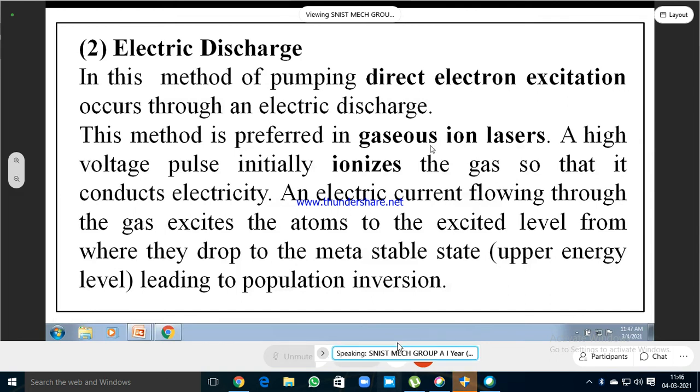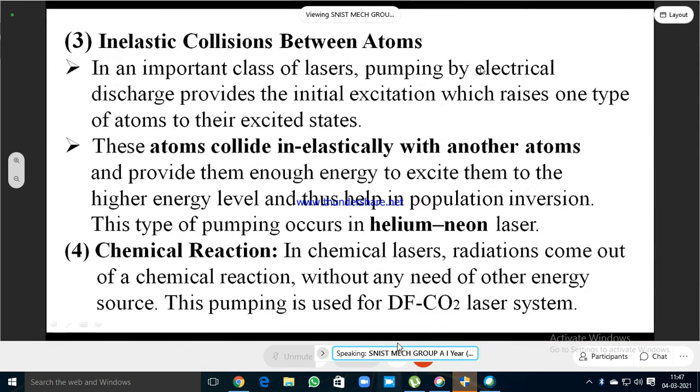Yeah, next slide, let's go. So the third pumping method is inelastic collisions between the atoms. Okay, inelastic collisions between the atoms.